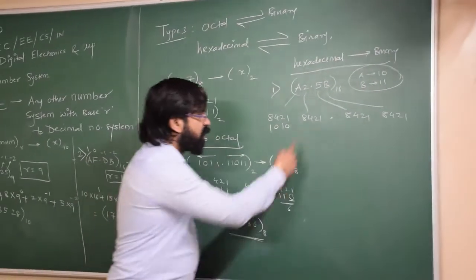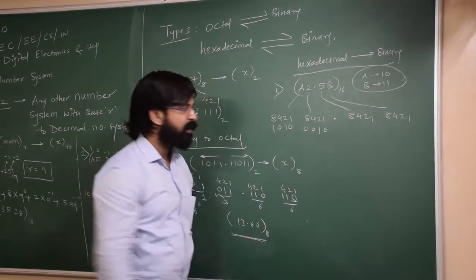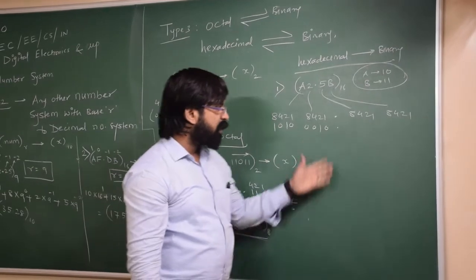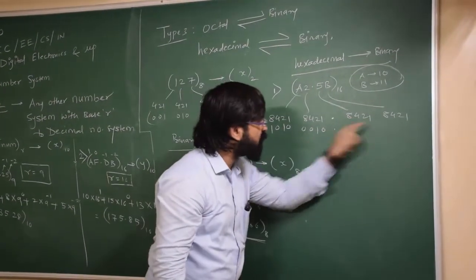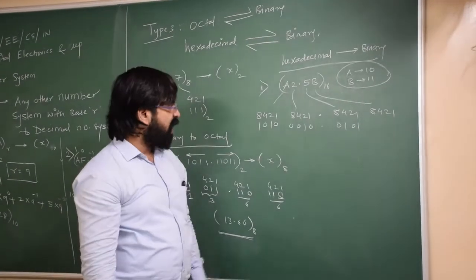Next is 2. It is easy to get 2, you can look at 2 over here. So below 2 there is 1, and other bits are 0. After this there is a decimal point. You don't find 5, but you can sum up some digits to get 5. I can see that 4 plus 1 is 5. So below 4 and below 1 I'll write 1. Other bits are 0. Last, B.